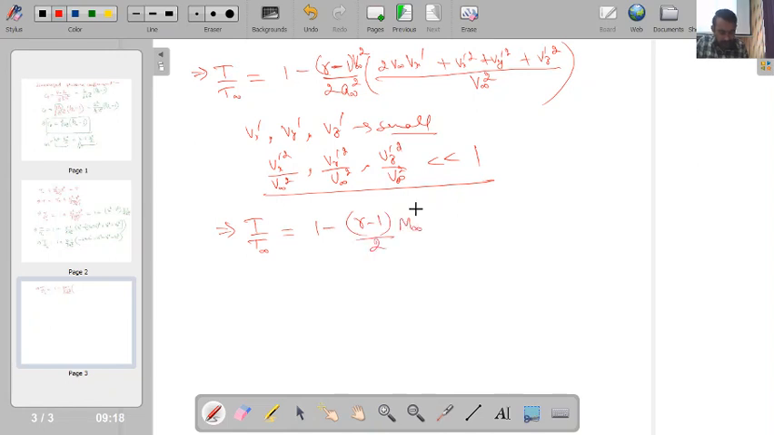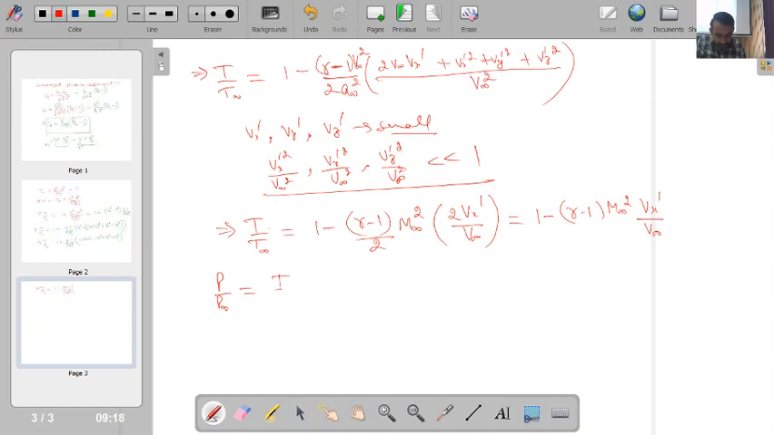and this will become M infinity square times 2 Vx dash by V infinity. So ultimately 2 is also getting cancelled. So 1 minus (gamma minus 1) into M infinity square times Vx dash by V infinity. Okay, is this clear?